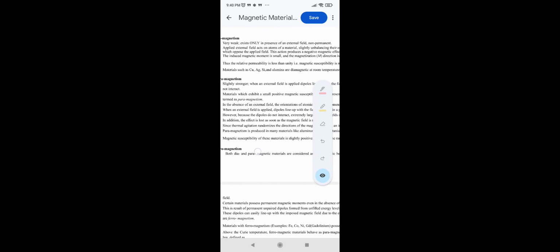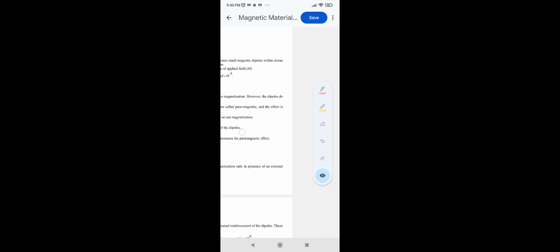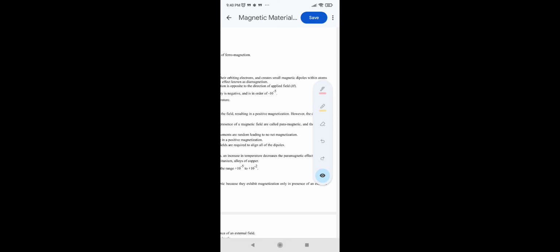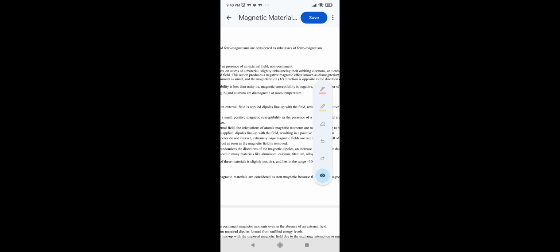Paramagnetism is slightly stronger, which, when an external field is applied, the dipoles align with the field, resulting in a positive magnetization. However, the dipoles do not interact. Materials which exhibit small positive magnetic susceptibility in the presence of a magnetic field are called paramagnetic, and the effect is termed paramagnetism. Again, this is also only when an external field is applied.